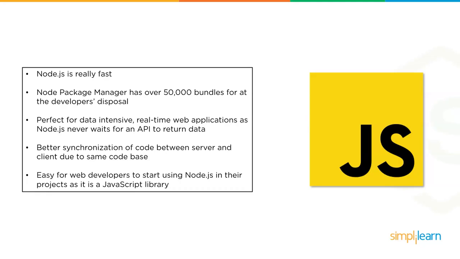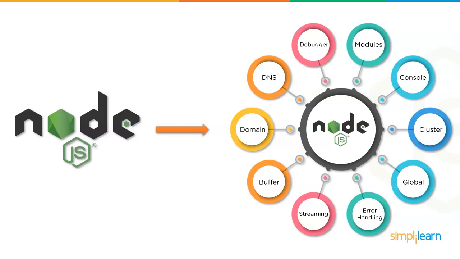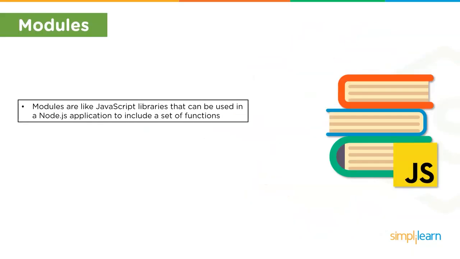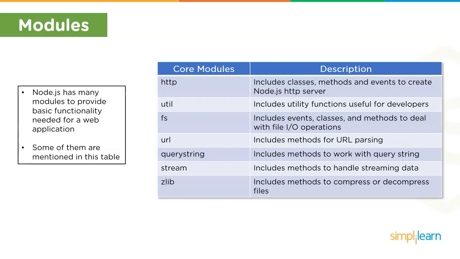So now moving on, let's familiarize ourselves with the parts of Node.js. Node.js consists of several components. Now let's look at them one by one. First up, we have modules. Now modules are like JavaScript libraries which are used in a Node.js application to include a set of functions. Now we can use the require function with parentheses to include a module in a Node.js application. Node.js has many modules to provide basic functionality needed for a web application. Some of them could be HTTP, util, fs, URL, query string, stream, and zlib.